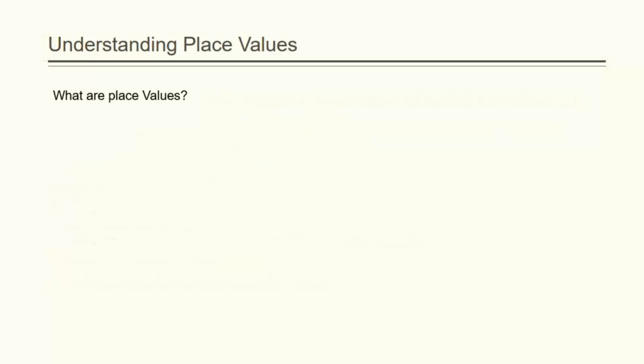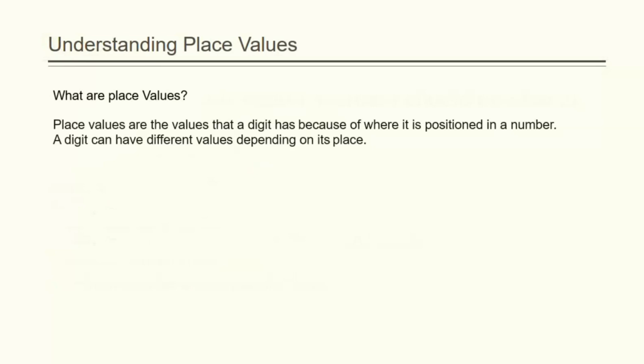What are place values? These are values that a digit has because of where it is positioned in a number. So depending on the position of the digit, the value assigned to it may be different. Let's see what we mean by that.